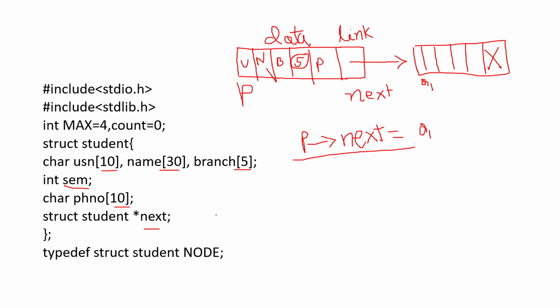These are all the members required, and we'll create one alias name called node, which is of type this customized structure called student, that can be created with the help of typedef struct student node.